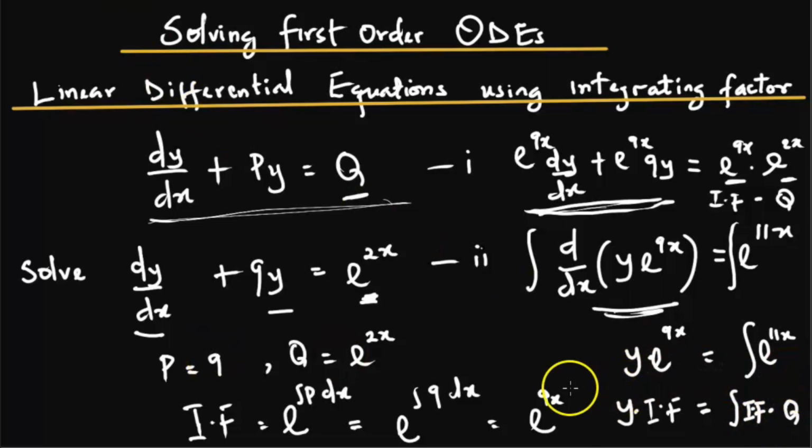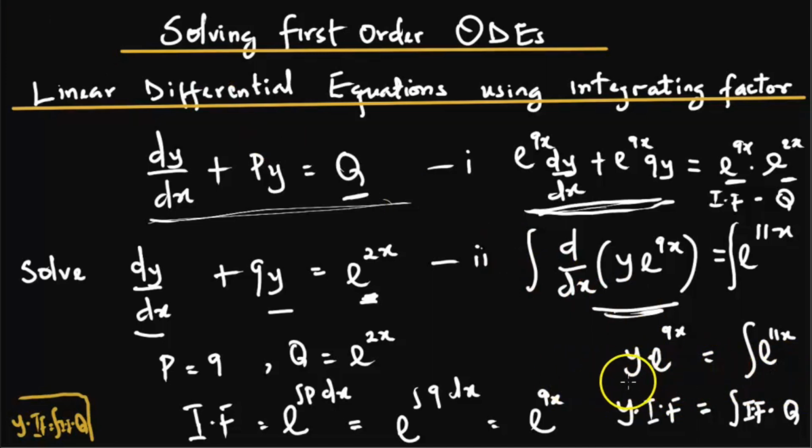Alright, so let's come to this corner here and put the formula. We're going to use this formula to solve the next question. So y times integrating factor equals the integral of integrating factor times q. Alright, so let's proceed solving this question. From this point, we are pretty much done.